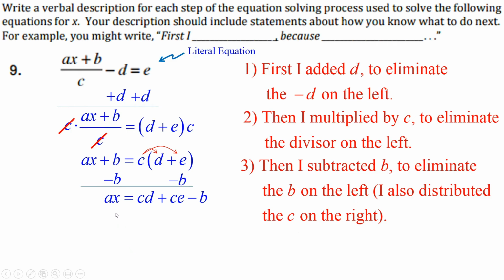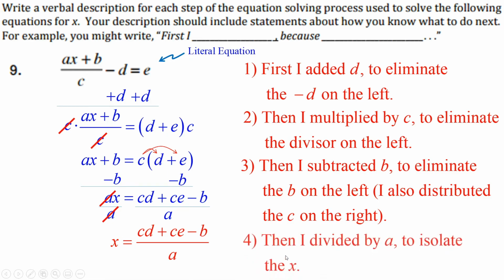Cool. Now we've got to undo multiplication by a, so let's divide both sides by a. And now my factors of a on the left will cancel. And then on the right, can I do anything there? I'm going to leave this just like that: cd plus ce minus b, over a. There you go. So let's describe what we did. Didn't we just divide both sides by a to get rid of the factor of a on the left? So then I divided by a to isolate the x all by itself.